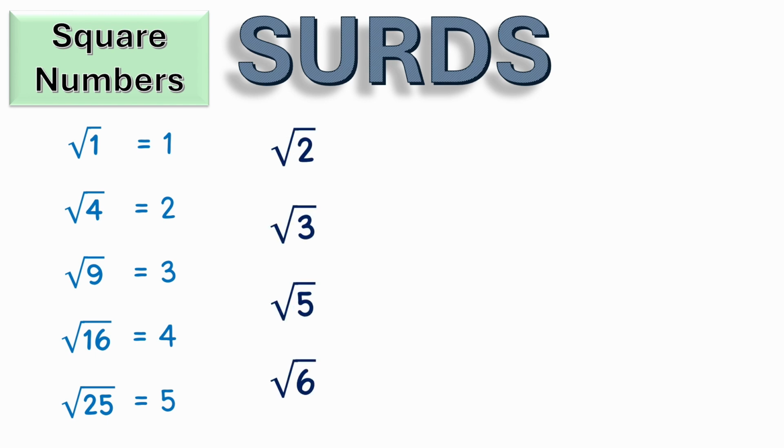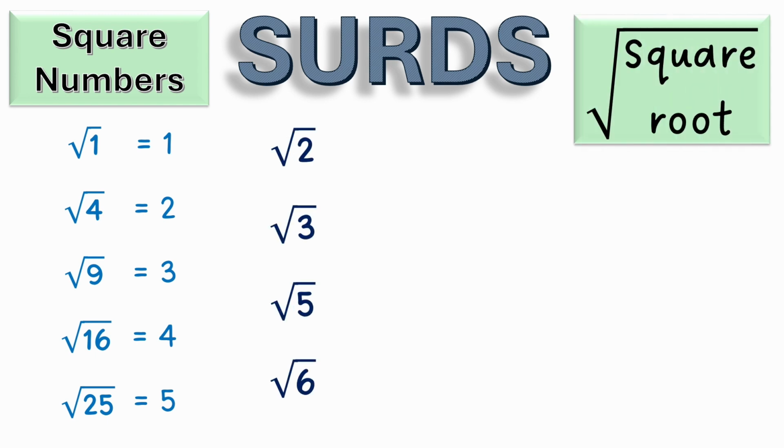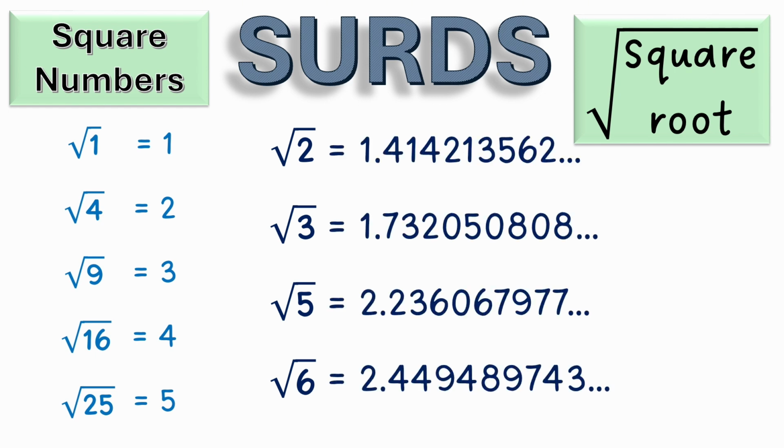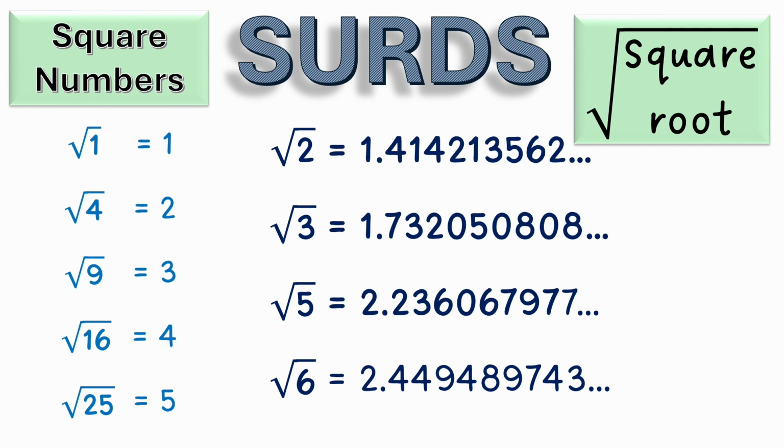A surd is an expression that includes a square root that cannot be simplified into a whole number or a terminating decimal. Surds are useful because they let us write irrational numbers precisely. Since irrational numbers don't terminate and don't recur, they can't be written exactly in decimal form. But with surds, we can write them neatly.